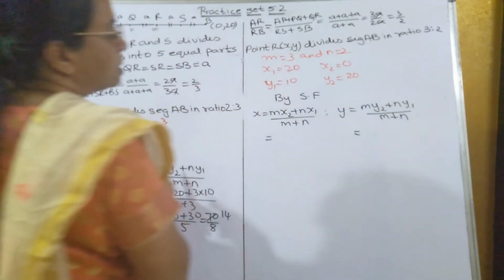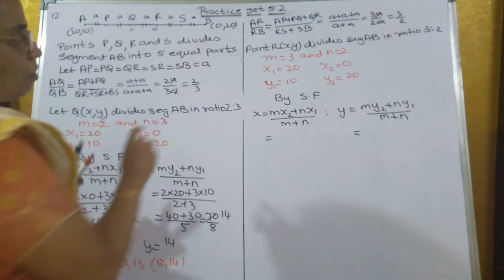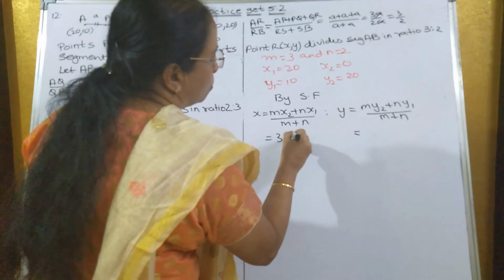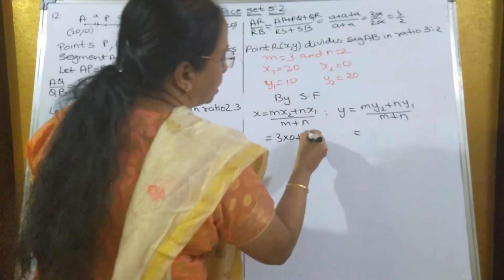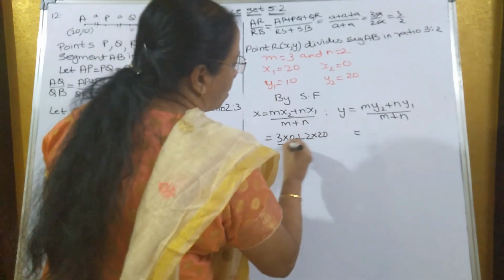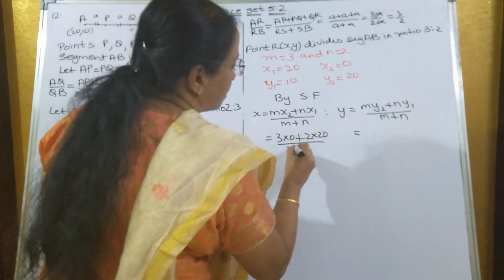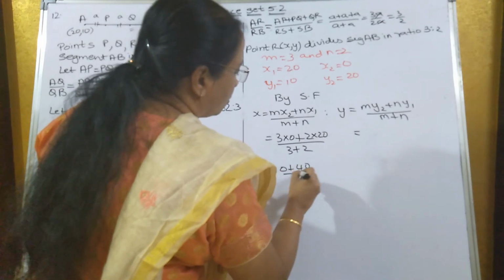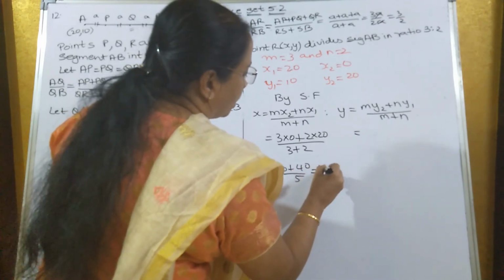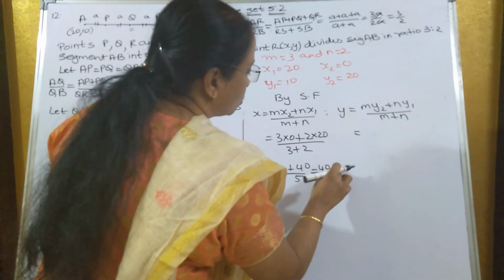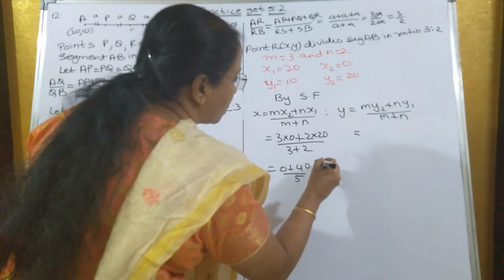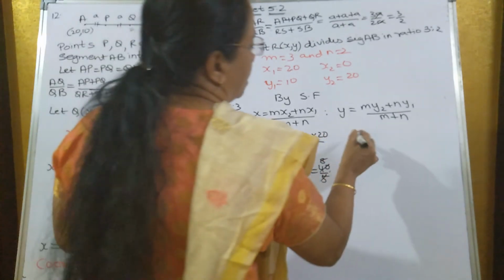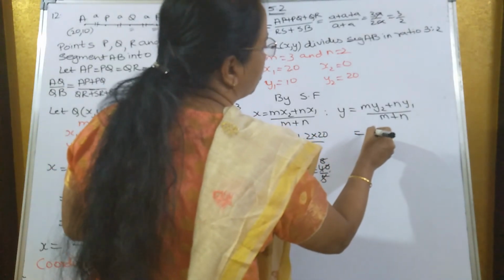Now again by the section formula, use the formula. What will you get? 3 into 0 plus 2 into 20 upon M plus N, that is 3 plus 2. That's equal to 0 plus 40 upon 5. That's equal to 40 upon 5. That's equal to 8. Five 8s are 40. So X is equal to 8 over here. Now Y we have to find out.